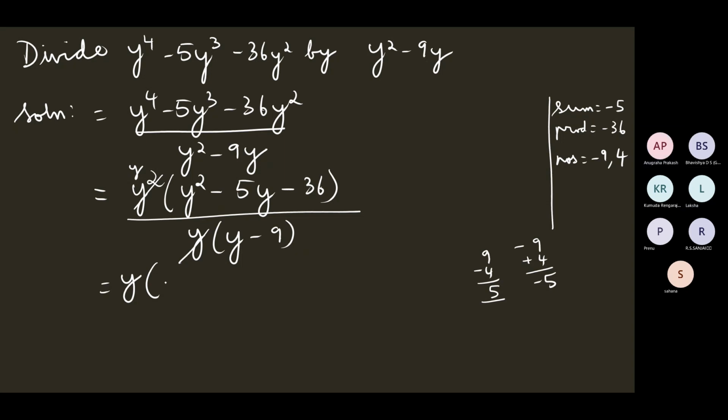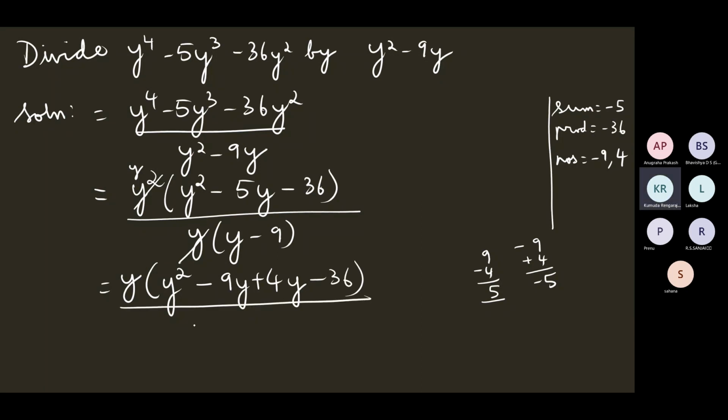Yes, ma'am. So y bracket y into y minus 9. Y square. Oh, no, no, no. I haven't still done this. Y square minus 9y plus 4y, correct? Splitting the middle term. Minus 9y plus 4y minus 36 divided by y minus 9. Yeah, correct. Next.